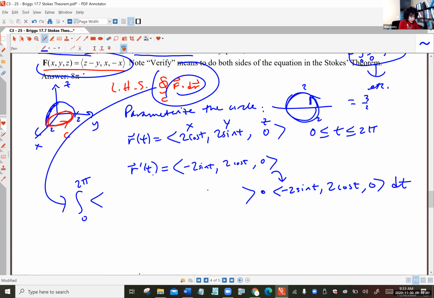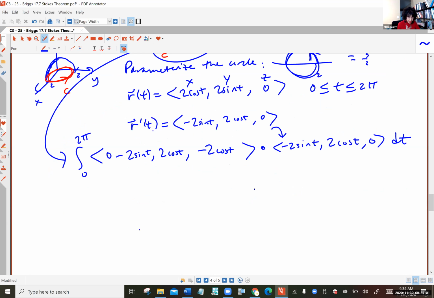So if you look at the force field, z minus y. For us, that's going to be 0 minus 2 sine t. And then the middle component is simply x, so that'll be 2 cos t. And the last component is negative x. Okay, that's weird, but fine. Now, going to take a dot product.